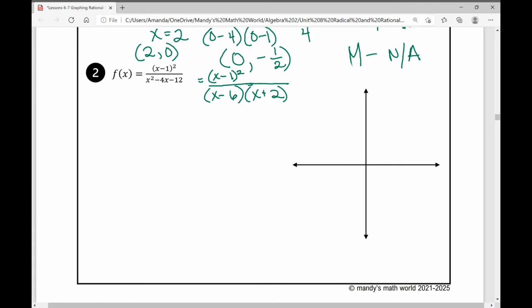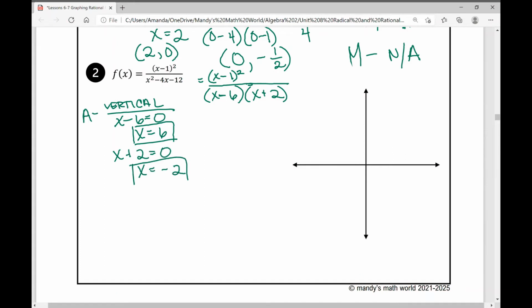So we factored this rational function, and now let's look for the asymptotes. Let's first look for the vertical asymptotes. So what do I do to find the vertical asymptote? I plug in each of those factors. So I'm actually going to have two vertical asymptotes because I've got one factor, and if I solve for x, I get x equals 6. And I have this other factor here, x plus 2. And if I solve for x, I get x equals negative 2.